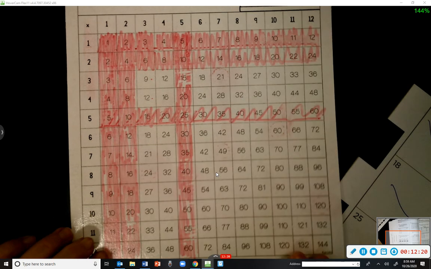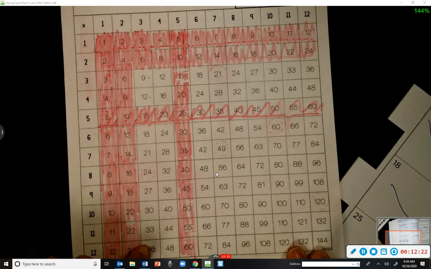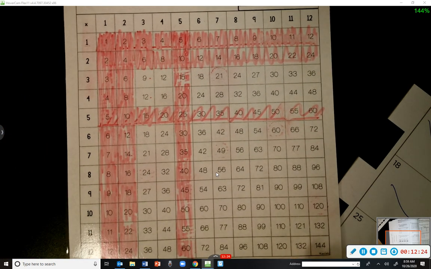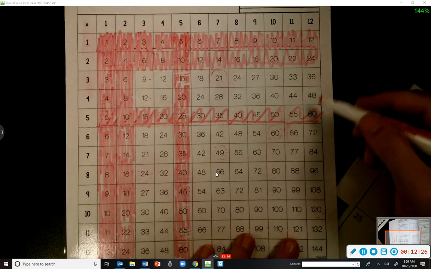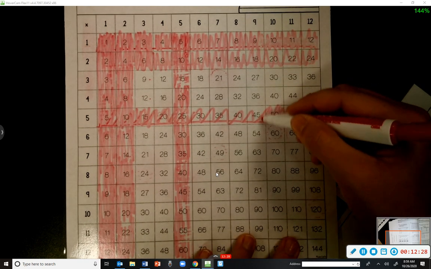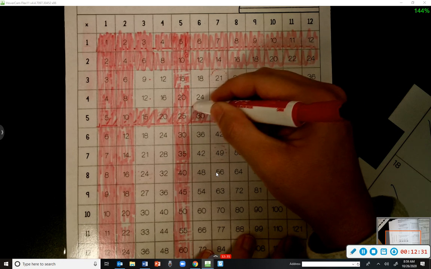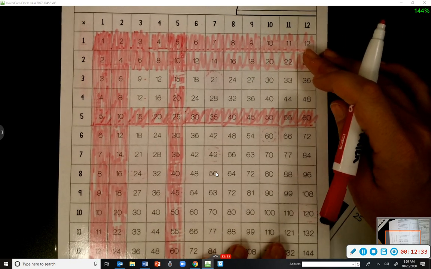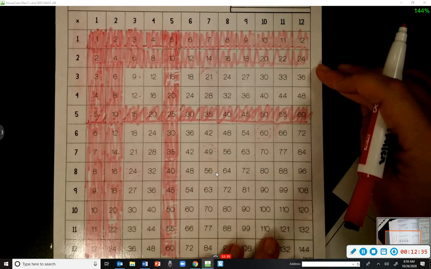Okay, and I went ahead and left the 3s because we don't seem so confident on skip counting by 3s. So we'll keep practicing that. But all of these other ones, look at how many we've already shaded in. Okay? All right, while I was shading, what other pattern did you notice, Bryson?